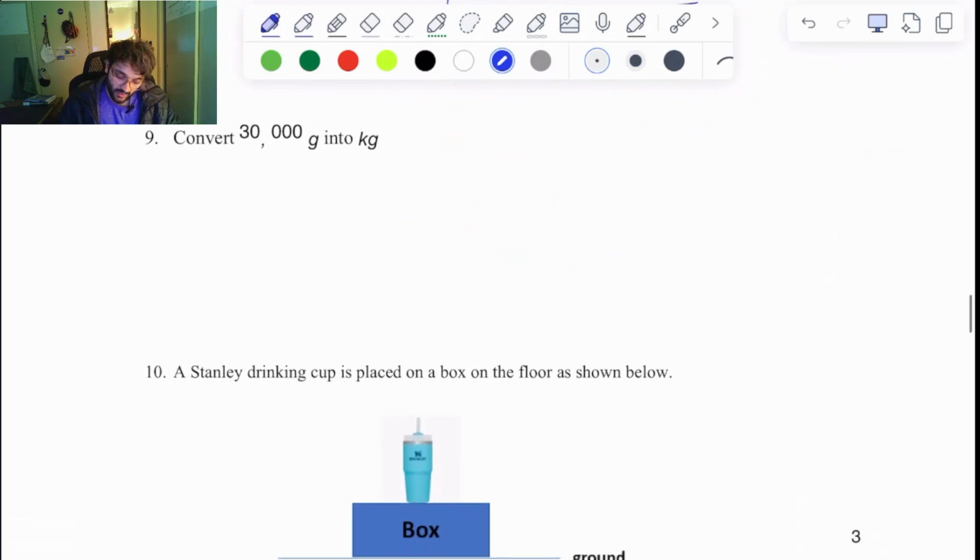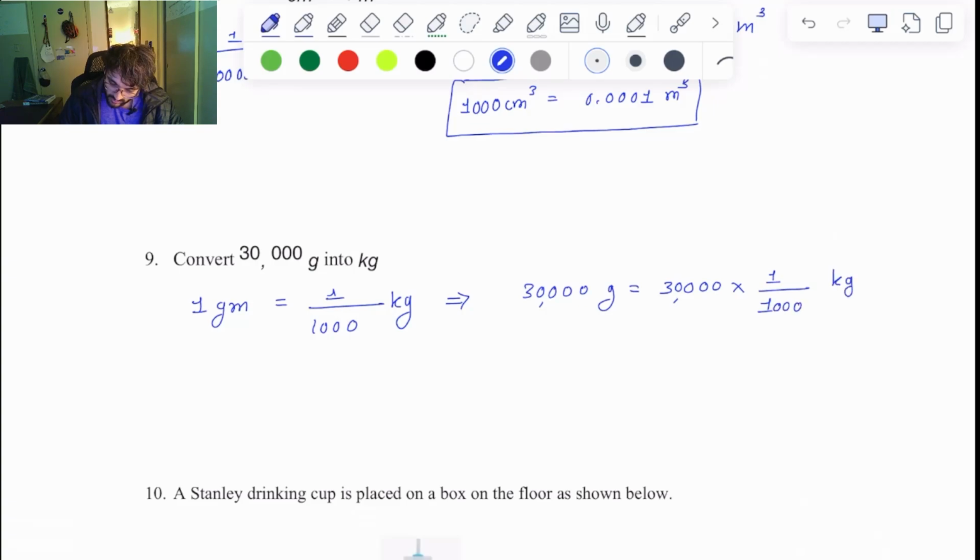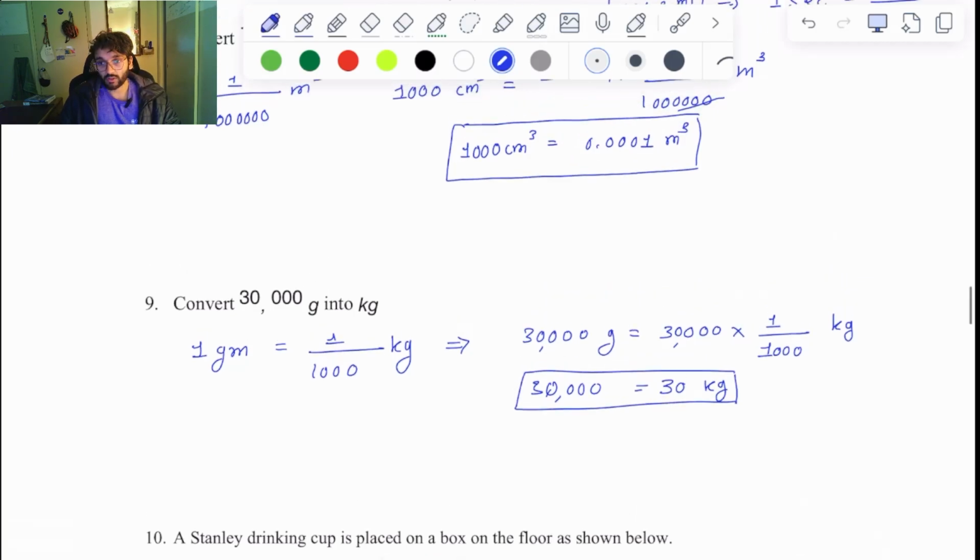Convert 30,000 grams into kilograms. Well, 1 gram is equal to 1 over 1,000 kilograms. This means that 30,000 of those will be equal to 30,000 times that factor, 1 over 1,000, kilograms. So that will be equal to 30 kilograms. Okay. So this is what you needed.